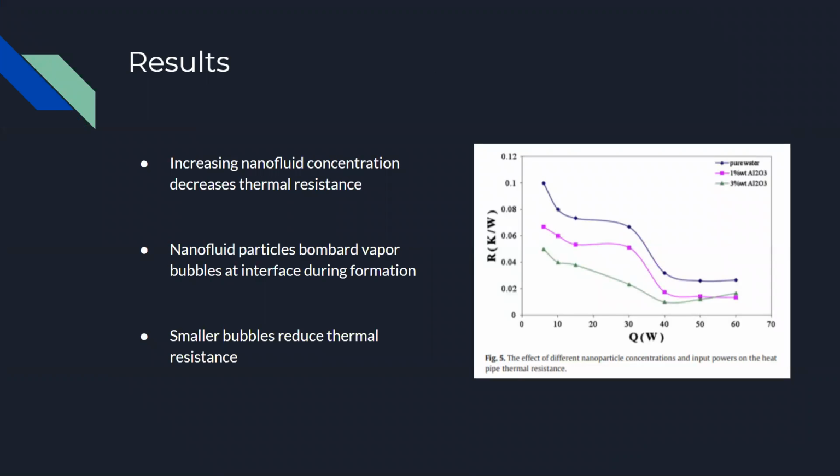This next graph shows the thermal resistance of the heat pipe plotted against the input power to the system. You can see that increasing the concentration of the nanofluid reduces the thermal resistance of the entire system. This is likely because the particles in the nanofluid tend to bombard vapor bubbles that form in the fluid. Since the bubbles are being bombarded during formation, the vapor bubbles can't grow as large, which keeps them at a smaller size and reduces the total thermal resistance of the fluid.